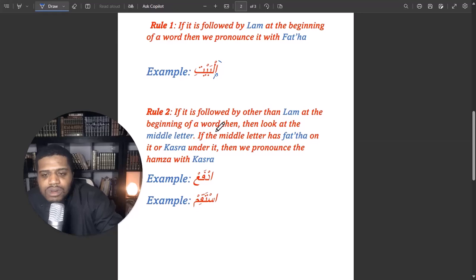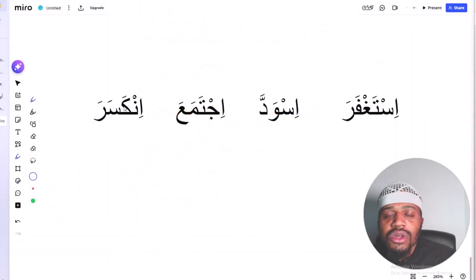The second rule is, if it is followed by other than a lam, so there's no lam after it, then look at the middle letter. If the middle letter has a fatha on it, or a kasra under it, then we pronounce the hamza with kasra. So how do we find the middle letter of the word? So if you don't know the Arabic language, this might be a bit hard to figure out. So inshallah, we will try and simplify it in this video.